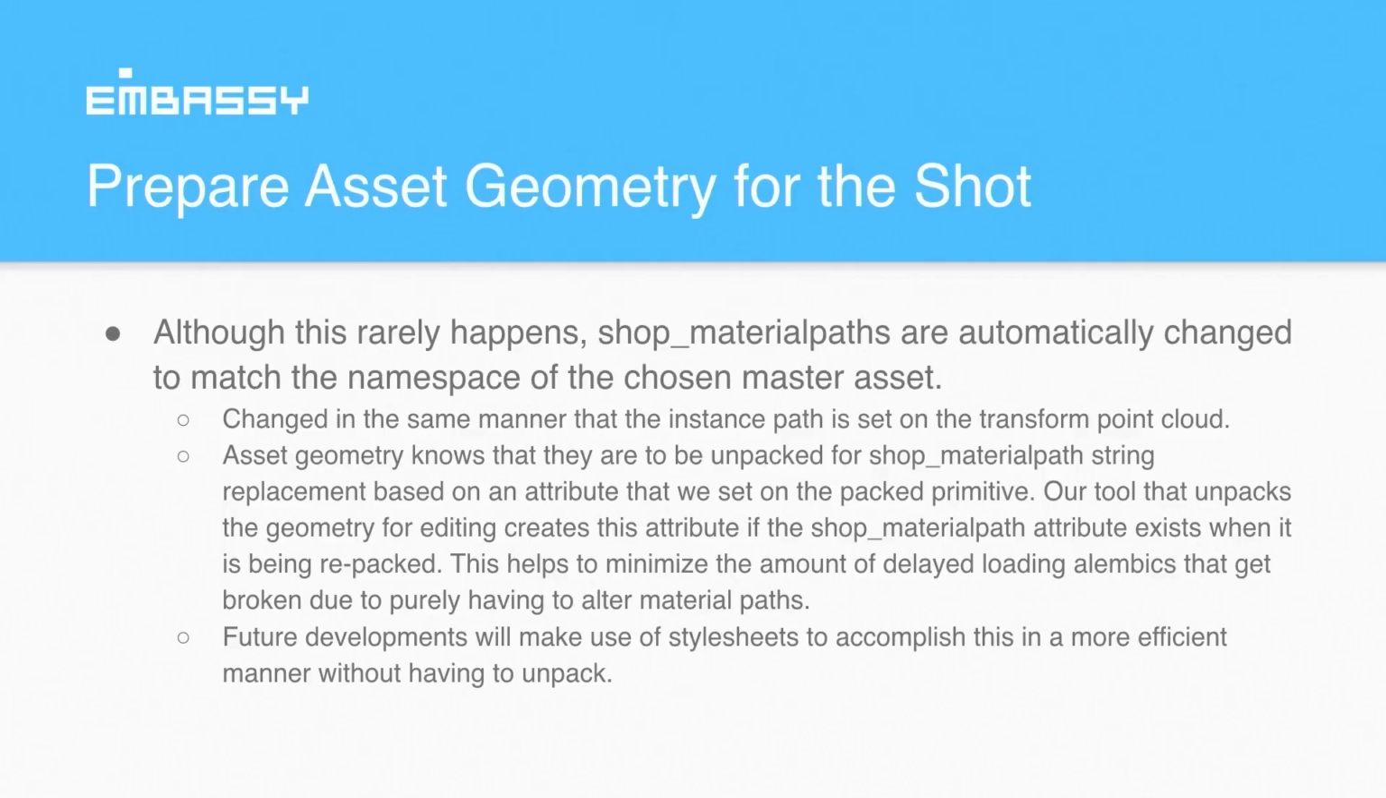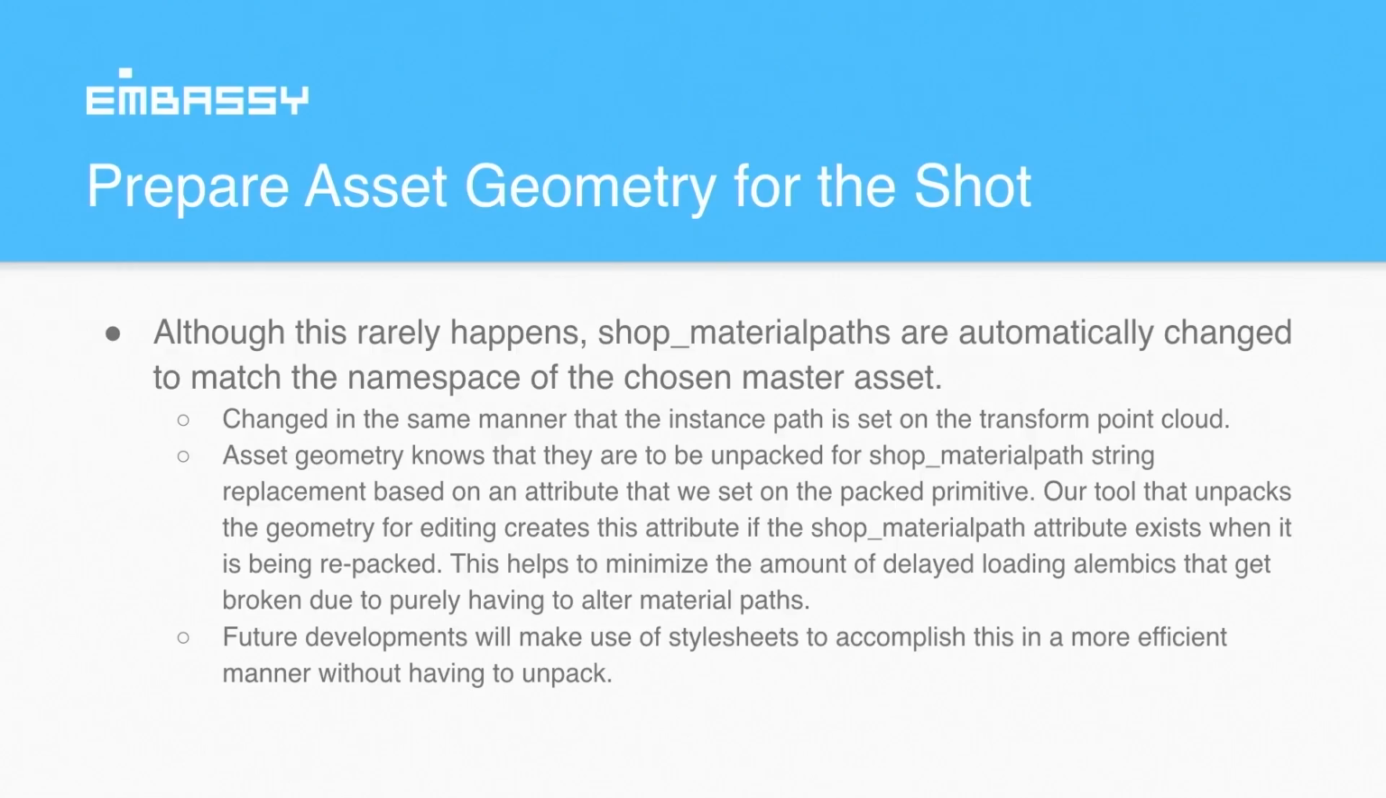Prepare the asset geometry for the shot. Although this rarely happens, the shot material paths are automatically changed to match the namespace of the chosen master asset. Usually when we work with something, it's named after the asset that it is. So if there's a namespace, a 1 or a 2 or whatever, we may have to change those paths because there's not the original one in there. They're changed in basically exactly the same manner that the instance path is set on the transform point cloud.